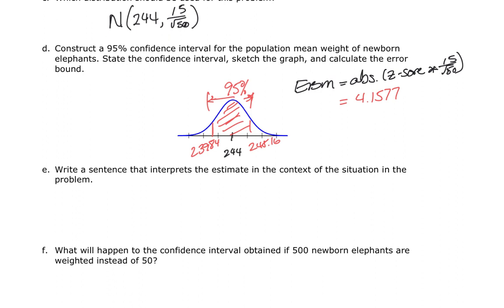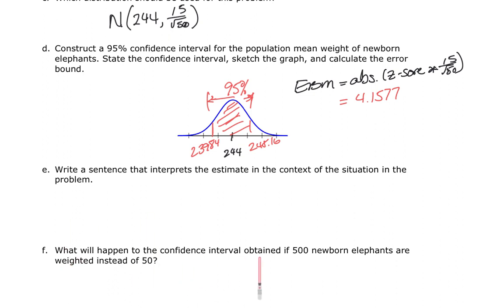Write a sentence that interprets this estimate. I would say something like, we are 95% confident that the mean weight of newborn elephant calves is between 239.84 pounds and 248.16 pounds. So that would be the sentence I'd write there.